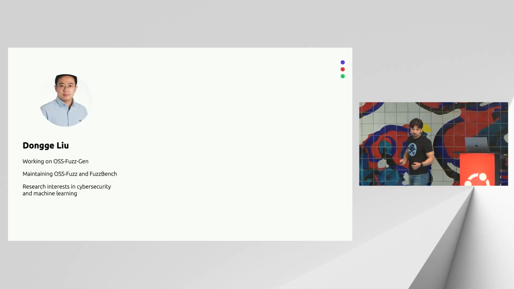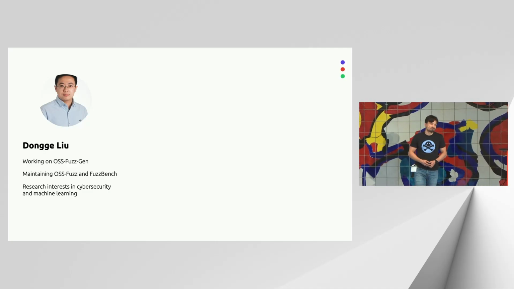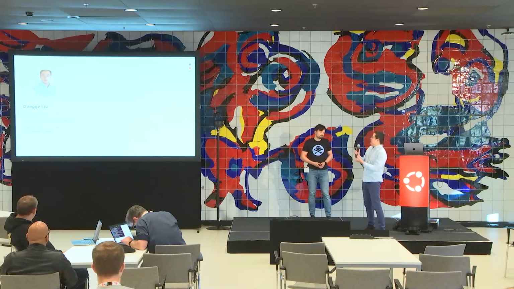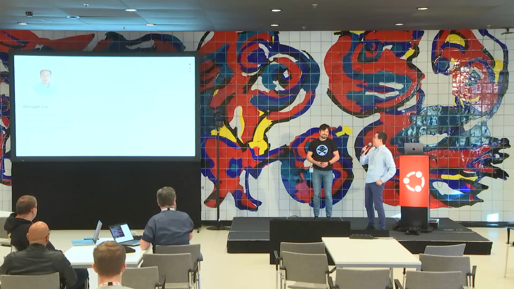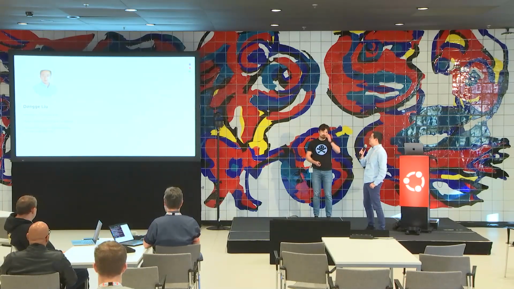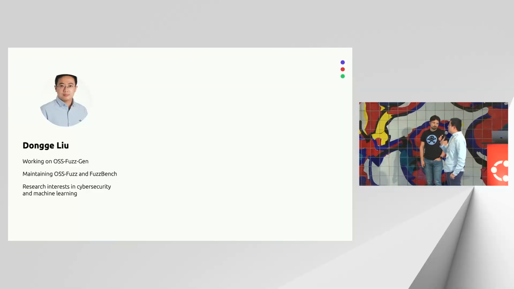Dongge, do you want to join too? Yeah. Thanks, Andrea. So this is me. That's a picture of mine. I'm working on OSS-Fuzz-Gen, which is derived from OSS-Fuzz. I'm also a maintainer of OSS-Fuzz. It was developed way before I joined. I'm also maintaining another repo from our team. It's called FuzzBench, which is helping researchers to improve their fuzzers. I also have research interest in cybersecurity and machine learning. That's all the info about me.